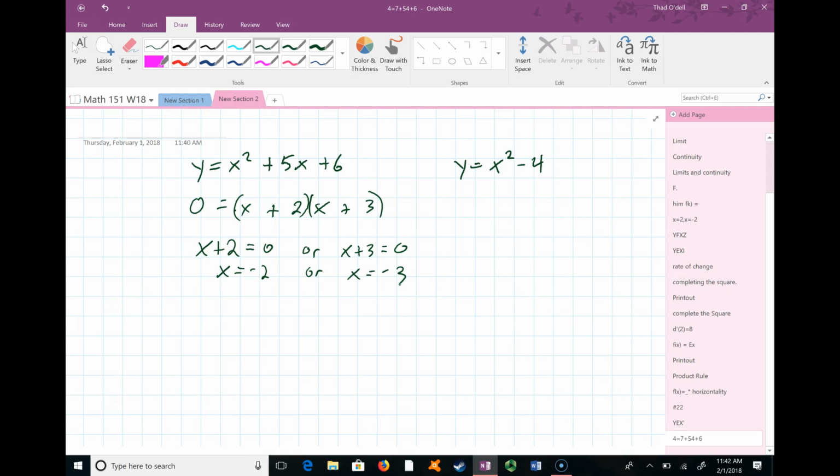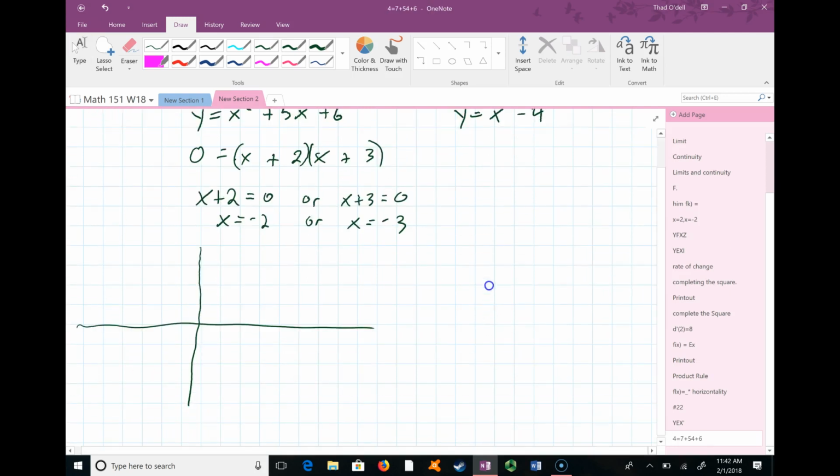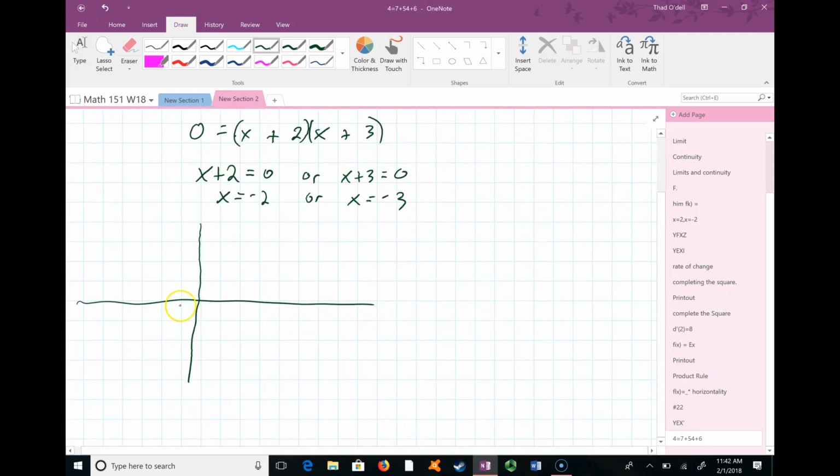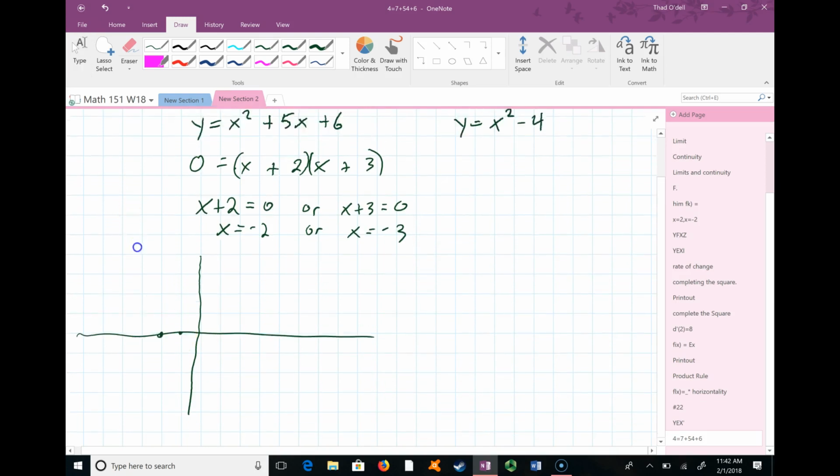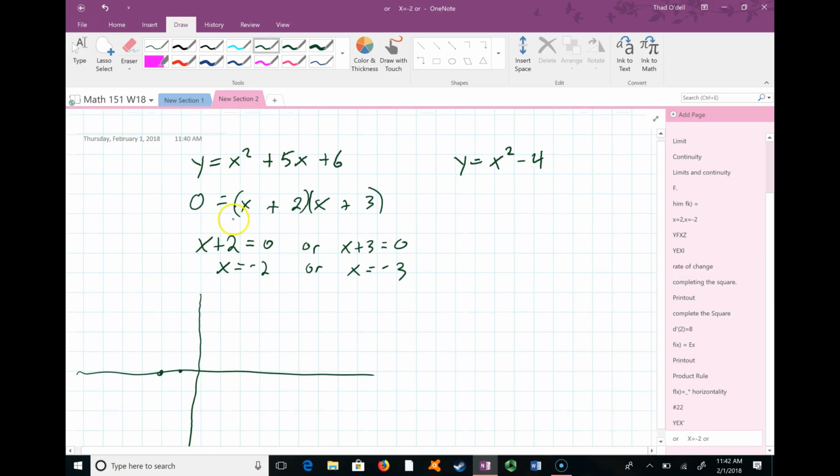And just from knowing that, we could, of course, graph this to some degree. Maybe not perfectly, but we know that since it crosses at negative 2 and negative 3, and the leading coefficient is a positive 1, which means it opens up. And now I don't know exactly where the vertex is, but I could take a rough guess and say, oh, this thing kind of looks like this.